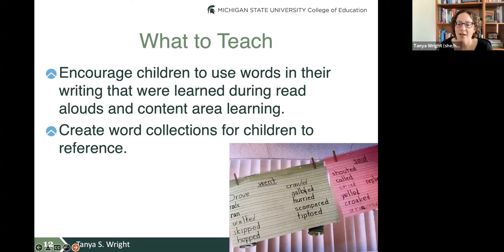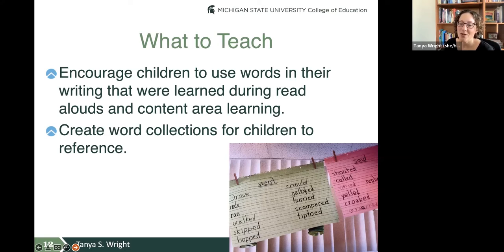But we can also collect words with shades of meaning, just like we just did with said and walk. So here you can see one class collected words that meant went. Okay. So went from one place to another, drove, rode, ran, walked, skipped, hopped, crawled, galloped, hurried, scampered, and tiptoed. And they collected these words over time across the year during read alouds. So because they knew they were collecting went words, as they engaged in all sorts of different read alouds, when a went word came up, kids would notice that and add it to the list.